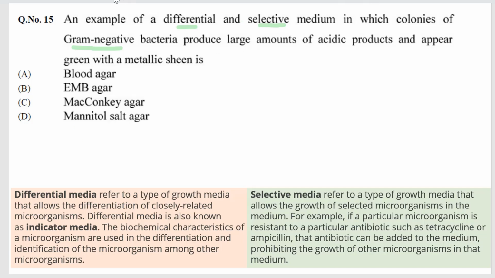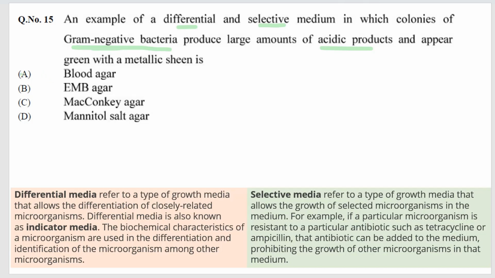So here the question says an example of differential and selective media in which colonies of gram-negative bacteria grow, so only gram-negative bacteria will grow, and these bacteria also produce large amounts of acidic products and appear green with a metallic sheen. So which of these media does that? We'll go through each of these in detail.